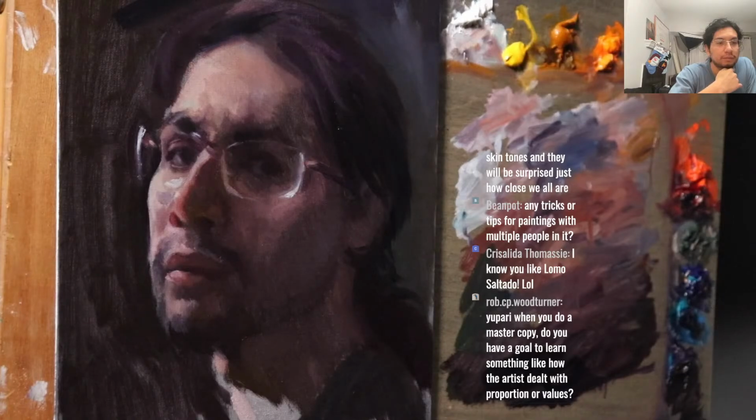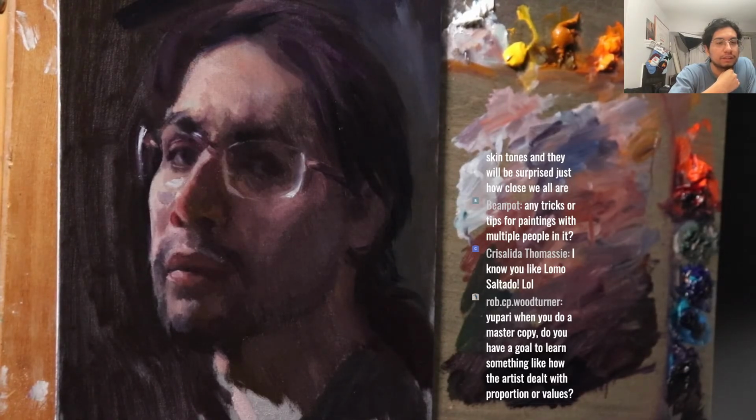Rob CP asks: when you do a master copy, do you have a goal to learn something, like how the artist dealt with proportion or values?